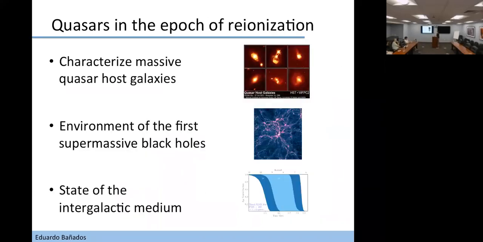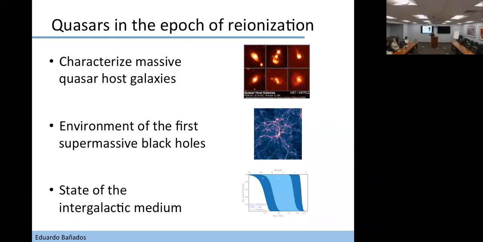Right. So these are basically the three topics that I thought would be good to highlight at the very beginning. There are many more, it would be a whole talk for this, but I'm also going to focus the rest of my talk on these three topics. So first, we can use these quasars not only to study the central black hole, but also to study the galaxies where they live.